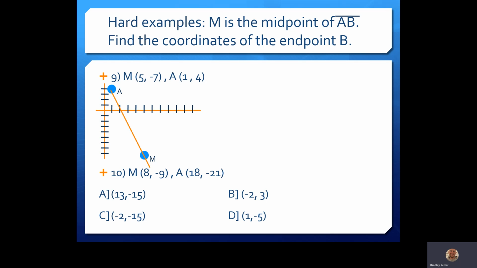Okay, so if you work that out, hopefully you got this answer. Let's talk about it here. I'm going to take the x value of the midpoint, the 8, and multiply by 2. So I get 16. I'm going to take that 16 and subtract the x coordinate of my endpoint, which is 18. 16 minus 18. That gives me -2 for my x coordinate of point B. That means my answer is either B or C in this multiple choice option.